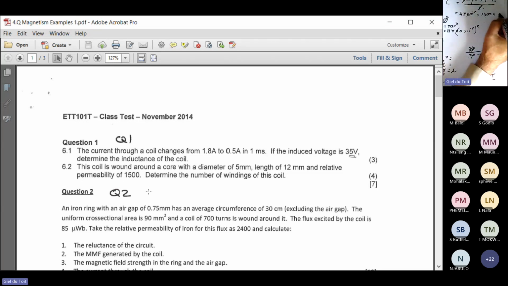Times the area, times N, the number of turns. We've got to calculate N, we don't know what N is. We must calculate that one. Divide by that length. And they say there the length is 12 millimeter, so 12 times 10 to the minus 3. So you do this formula. You make N the subject of the formula and you calculate it.